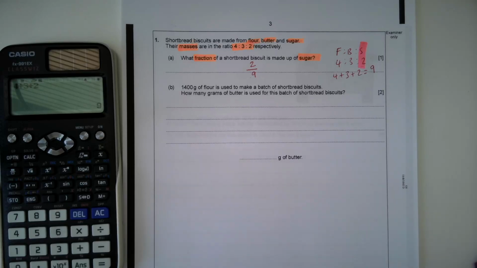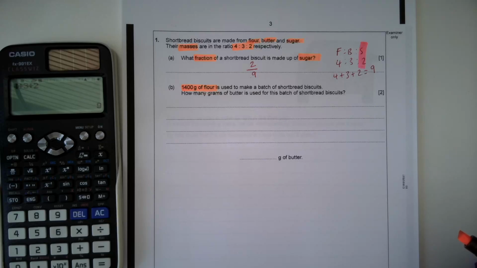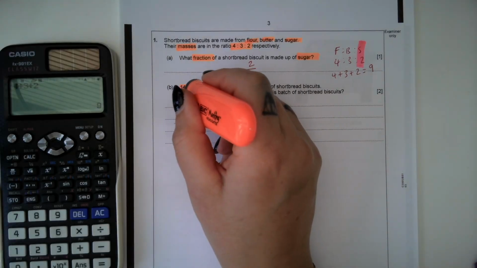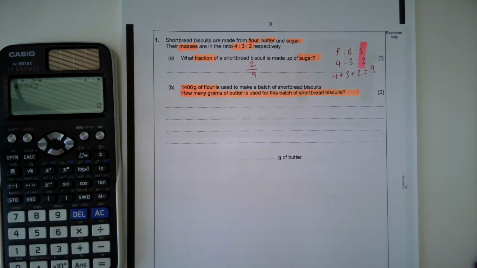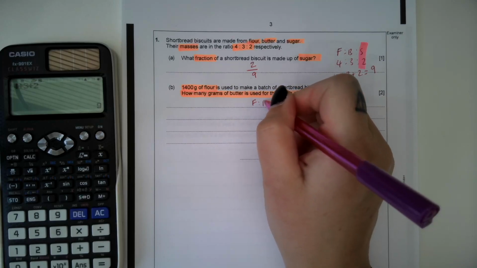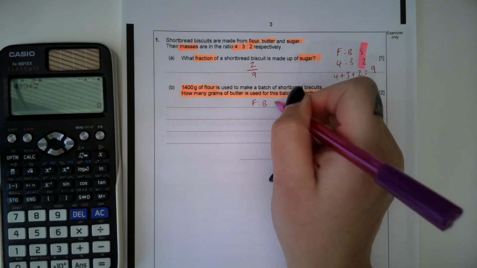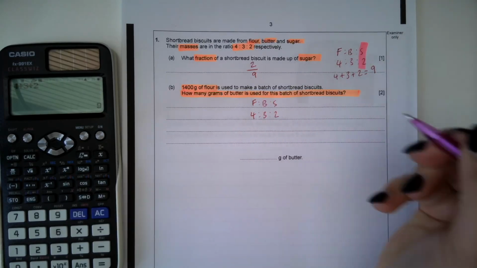Part B. 1,400 grams of flour is used to make a batch of shortbread biscuits. How many grams of butter is used for this batch of shortbread biscuits? So we're going to move this ratio down to part B. So flour, butter, sugar in the ratio 4 to 3 to 2.